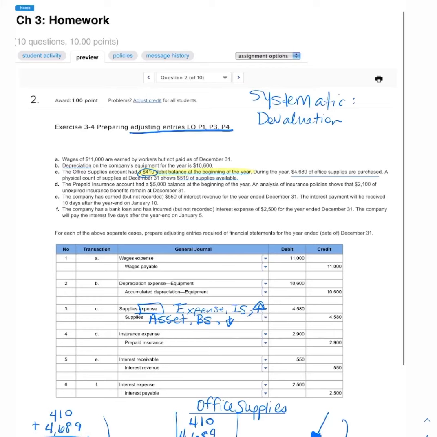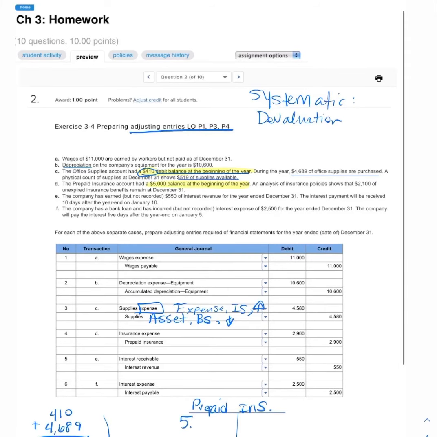Now for the fourth piece, it tells us here, the prepaid insurance account had a $5,000 balance at the beginning of the year. So basically, we're going to do the same thing we did on the last question. Just going to erase all of this so we can plug in the new information. So instead of office supplies, in this case, it will be prepaid insurance. Now, the prepaid insurance account is, of course, an asset, and it tells us we had a $5,000 beginning balance at the beginning of the year.